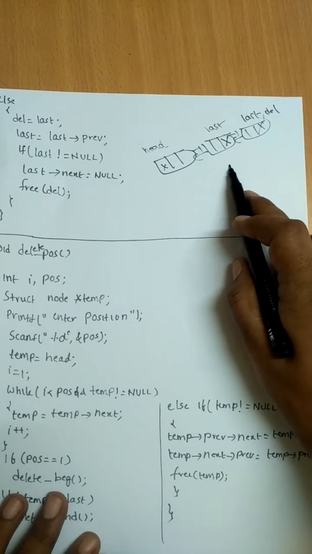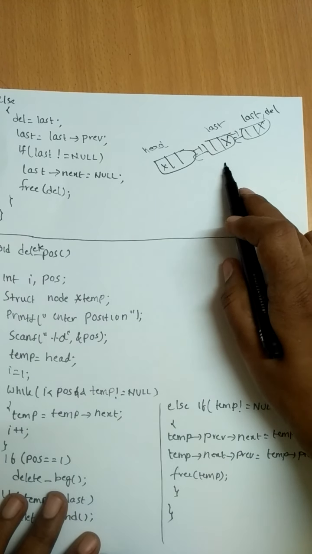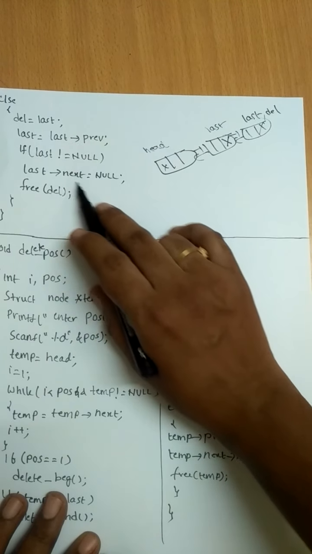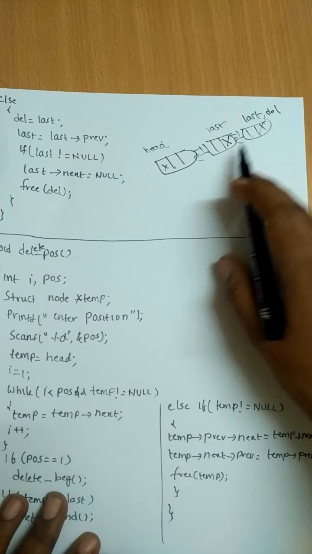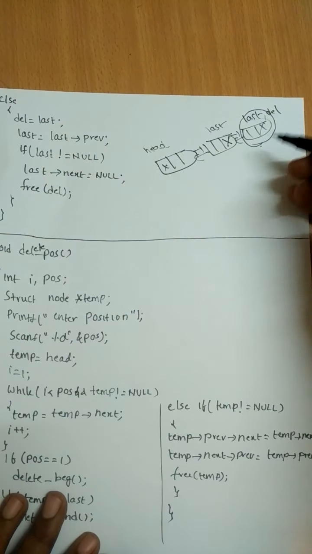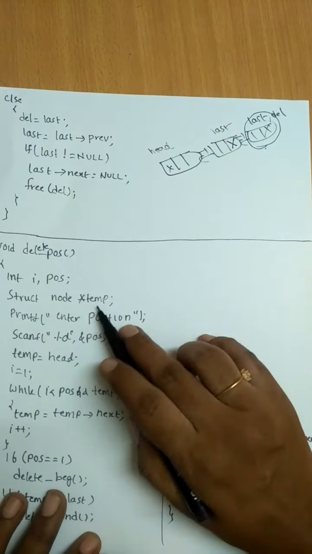If it is null, it means no nodes are in our list. If it is not null, it means some nodes are there in our list, and make this last's next part null: last of next equal to null. And now free the memory occupied by delete. Okay, this is how to delete from the end.